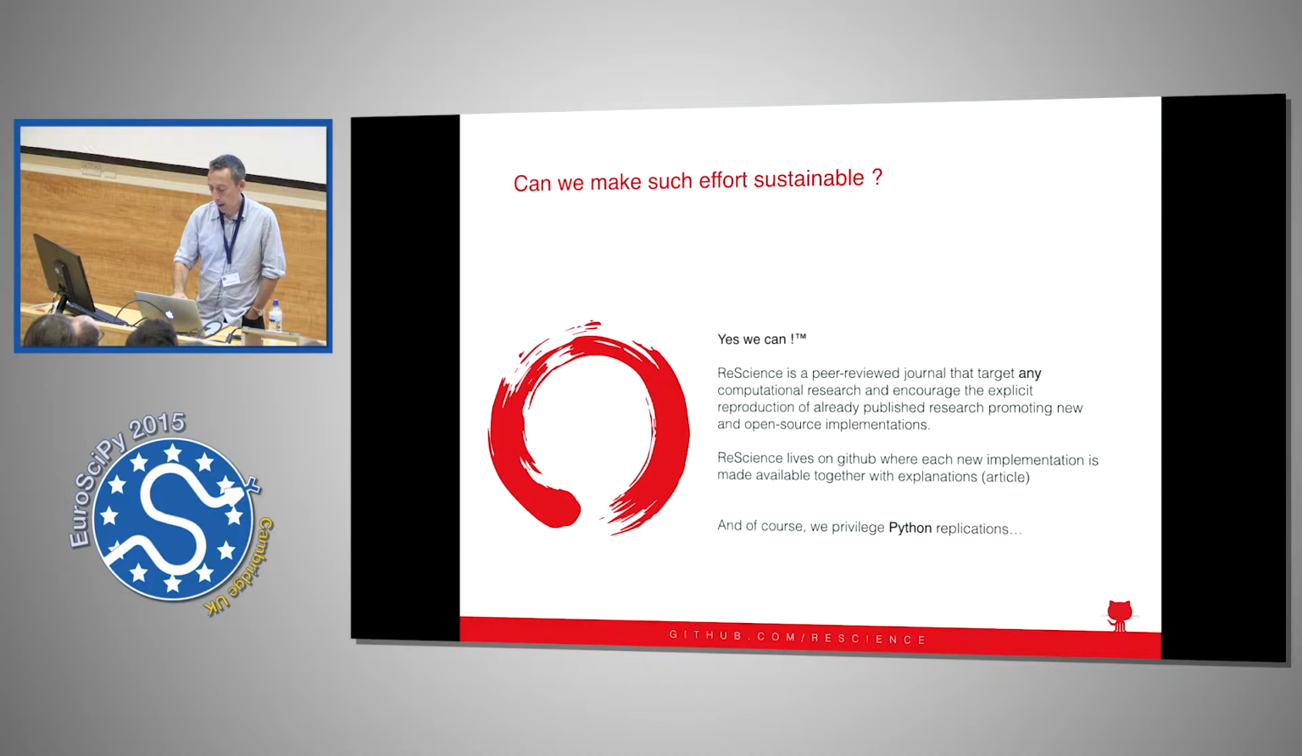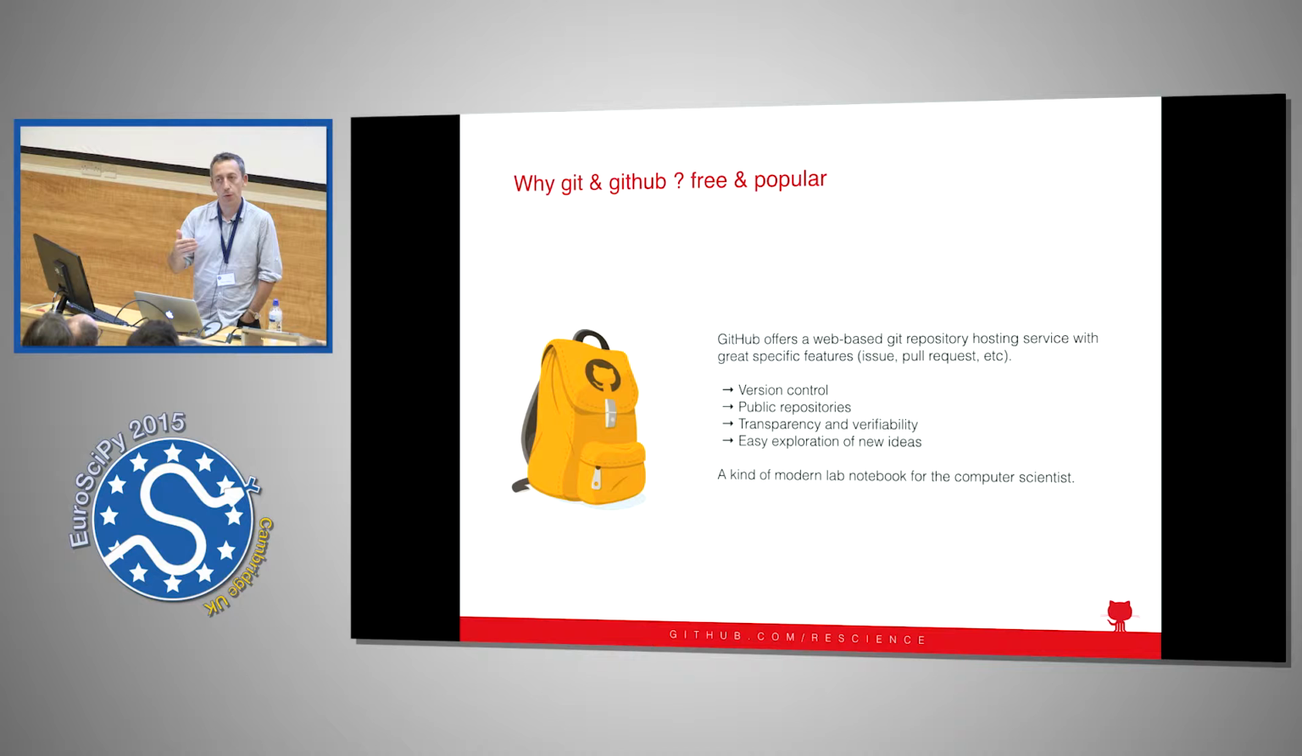So the idea is not really new, because the EuroSciPy and the SciPy proceedings are done on GitHub, and those people show that it's possible to have peer review of proceedings just on GitHub. And as I say, why GitHub? Well, mostly because it's free and popular. So even for young people, if they don't know GitHub, it's a good way to tell them, okay, you have to go to GitHub, put your code, write your article, and you will get published. And also there are all kinds of advantages in GitHub.